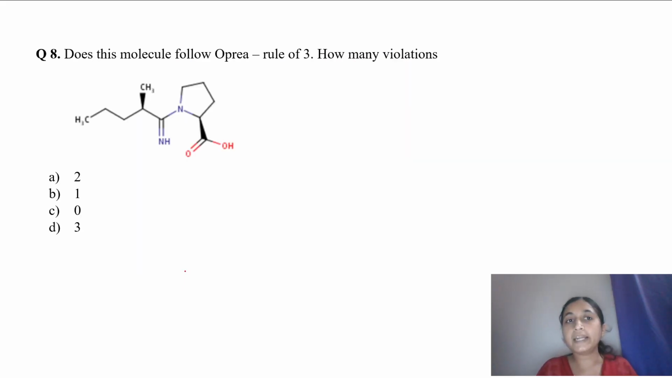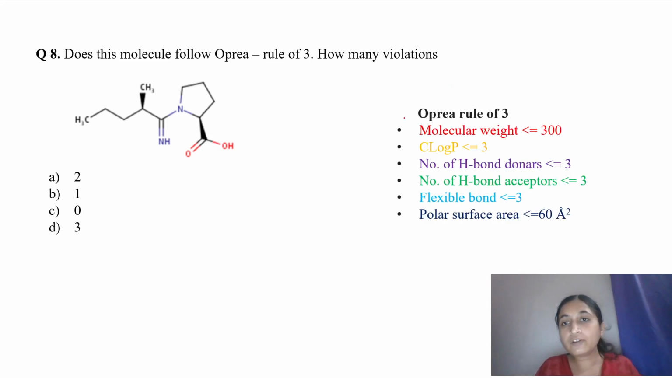Now question number 8. Does this molecule follow Oprea rule of 3? How many violations? So first we know what this rule is. This rule is like everything is a multiple of 3. Molecular weight less than or equal to 300, C log P less than or equal to 3, number of hydrogen bond donors less than or equal to 3, number of hydrogen bond acceptors less than or equal to 3, flexible bond less than or equal to 3, polar surface area less than or equal to 60 angstrom square.